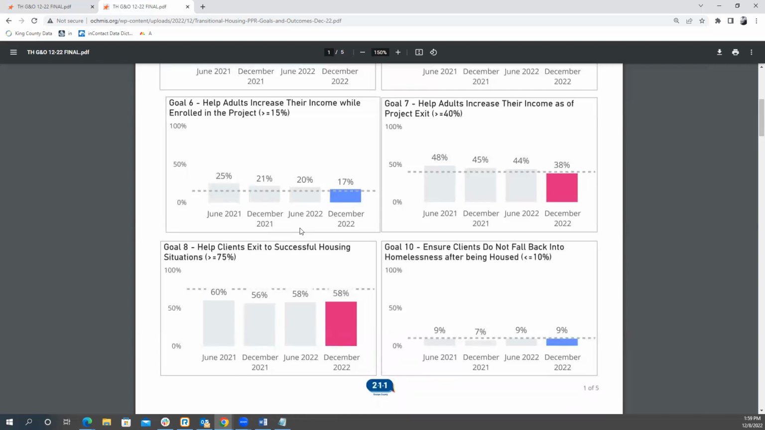Our next measure is adults that increase their income while enrolled in the project. We've had a little bit of a decline, but we are still meeting our threshold of 15% or more. And then I can get a little bit more into the details in that in a minute. We also have, for goal 7, the adults that increase their income by the time they exit the project. Again, we've had a little bit of a decline, but not huge. We're pretty close to consistent across the 4 reports.